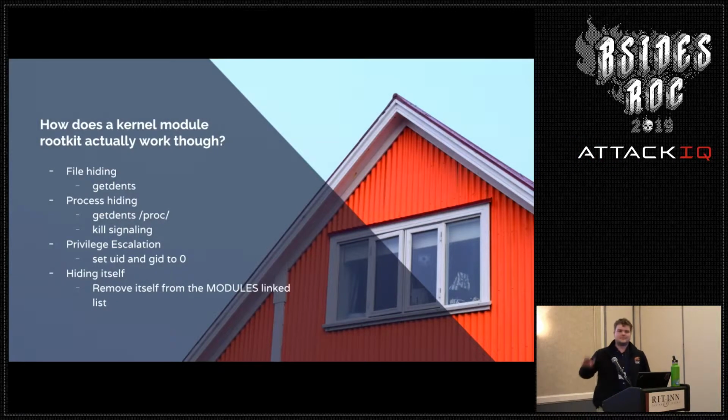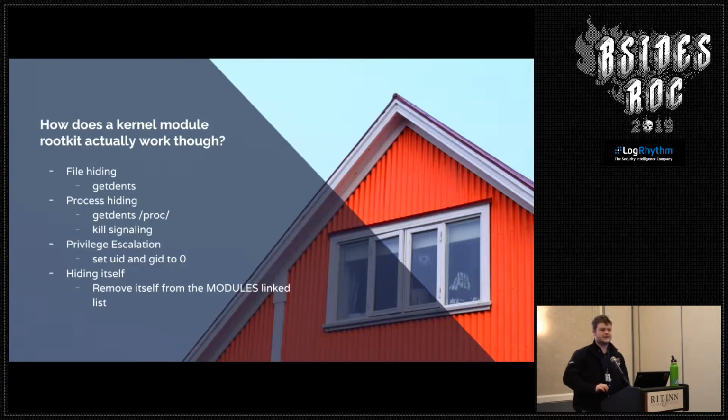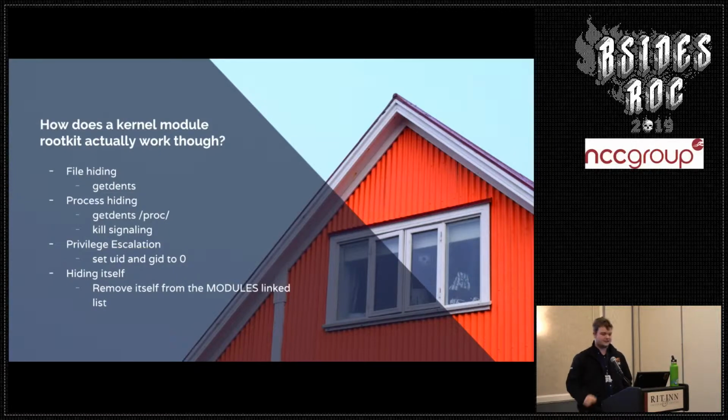Yeah. So let's get into it. What's actually happening? So again, getDents, file hiding. We have our magic string. We'll say RIT red team, and any file that starts with RIT red team is going to be removed from the getDents entry. We're actually making a call to getDents first, getting the actual directory entries, and then we look through it and say, oh, this one starts with RIT red team. Remove it. So anything that has RIT red team in it is going to get removed.